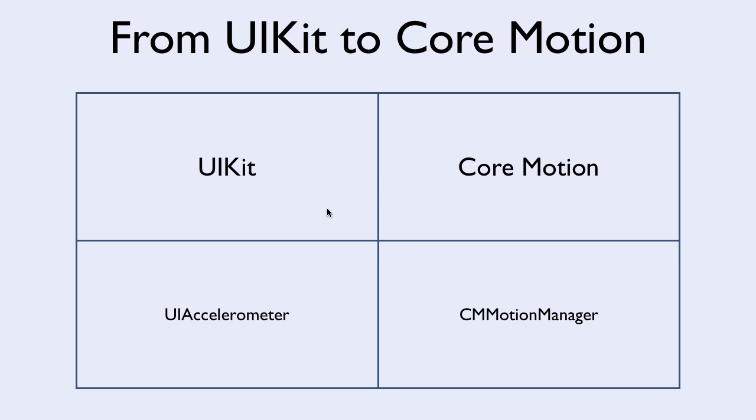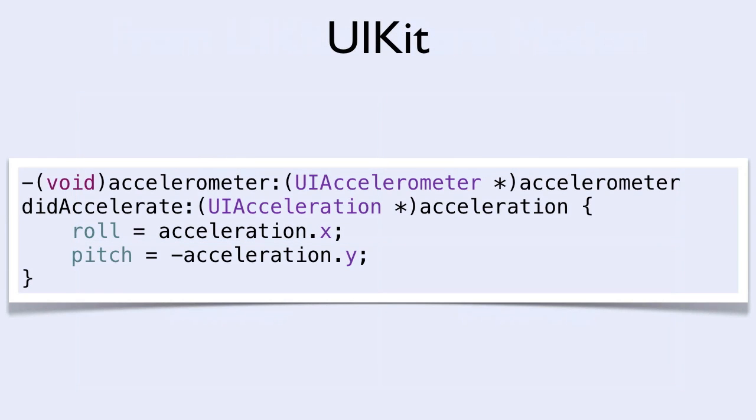If we use UIKit, we can use the UIAccelerometer. But we will only get the pitch and the roll. If we also need the yaw, then we can use Core Motion. And instead of UIAccelerometer, we would use CMMotionManager. If we use UIKit, we will use this method: accelerometer didAccelerate.